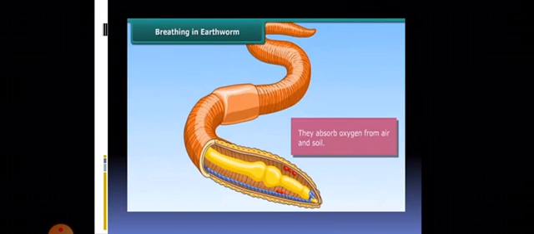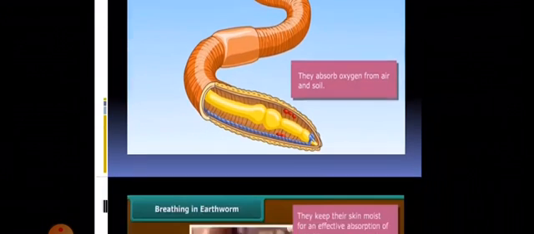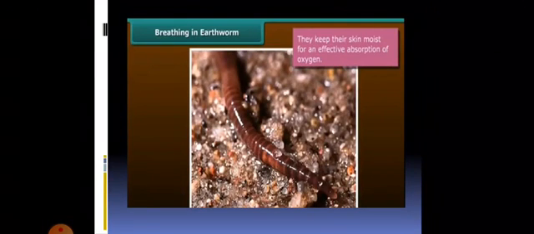Earthworms absorb oxygen from air and soil. In order to do so, they keep their skin moist for an effective absorption of oxygen. And this is how they release carbon dioxide from the body also, that is, through the skin.